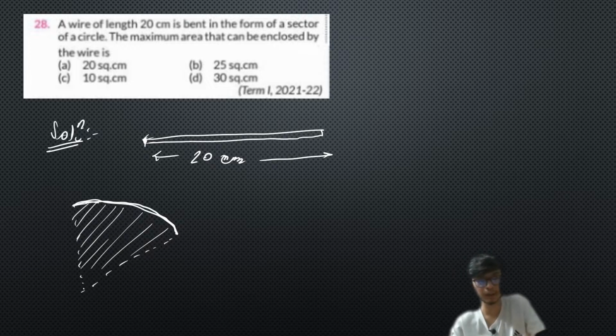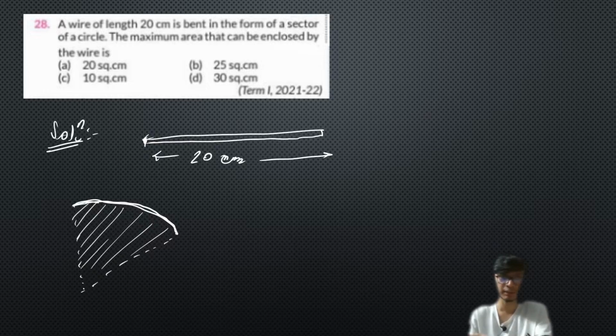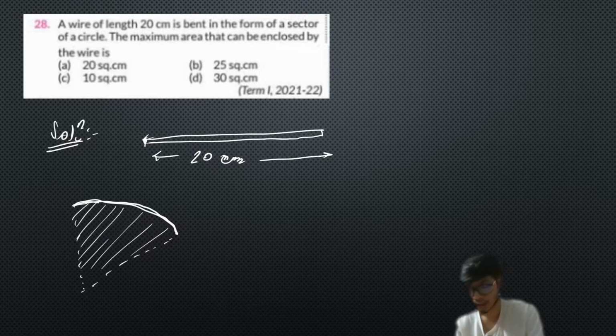So if we try to form this wire in the form of a circle, and since we cannot make this entirely a circle, otherwise it will be a very small circle, but it is said that we have to make it a sector. So if we make it a sector, what is the area enclosed by this particular wire? Let us try to find out.